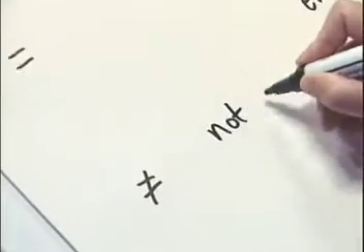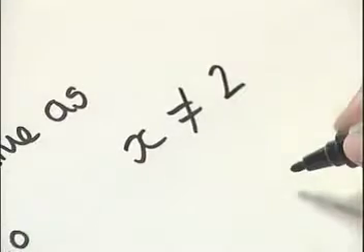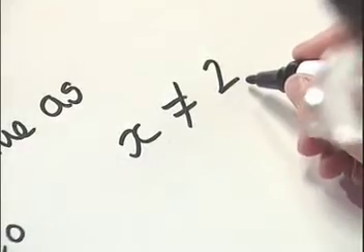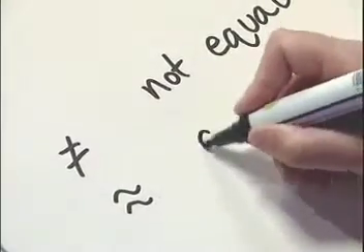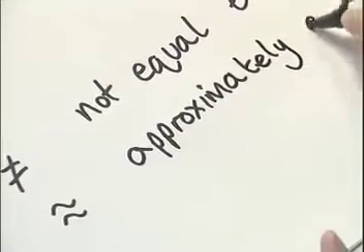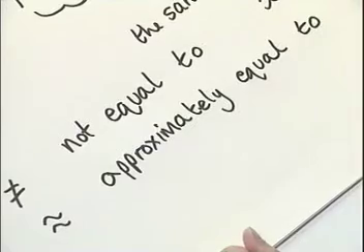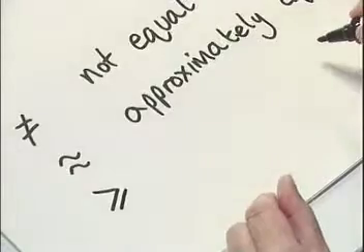Variations on the equals sign are the not equals sign, a line through the equals, which is not equal to. For example, x is not equal to 2, so we know that x does not take that value of 2. Two wavy lines without equals means approximately equal to. So it may not be exact, but it's approximately equal to that value. Our greater than or equals sign.